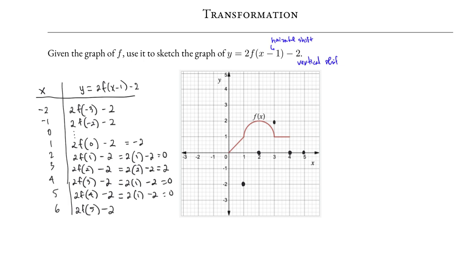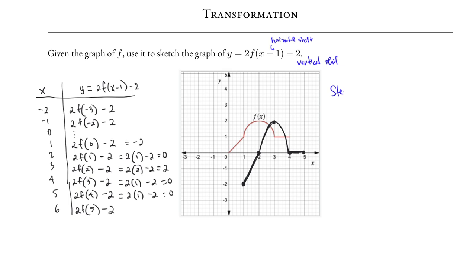Alright, now to connect the first 2 points, we're going to use a line. Again, the shape of the graph should be maintained proportionally. And then for the last 2 points, we draw a horizontal line. Now for the middle part, we're going to draw a rounded graph. And so this is the graph of the transformation y equals 2 f of x minus 1 minus 2.